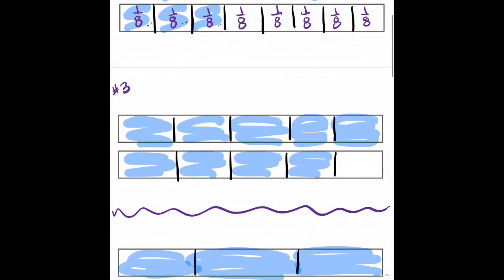Let's look at, this is going to be problem number 3. We're going to do this one together, and then I'm going to have you do a couple. Okay, so problem number 3. I have 1, 2, 3, 4, 5. All of my boxes are cut in fifths, so I'm going to mark my boxes as fifths.